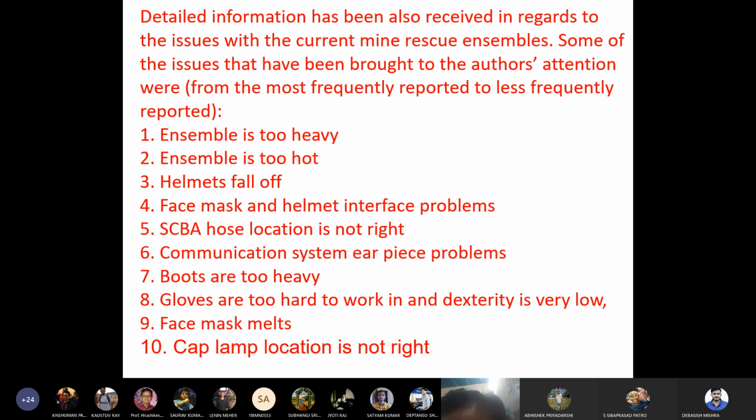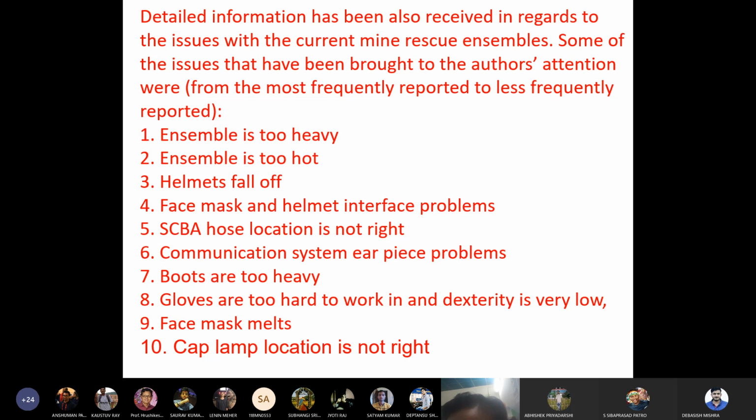Helmets fall off. While they carry out the job, the helmets fall down from their head, which is very dangerous. Helmets should always remain on the head. Face mask and helmet interface problems are also faced. The self-contained breathing apparatus location is not right. Communication system and earpiece problems are faced by the mine rescue team members.